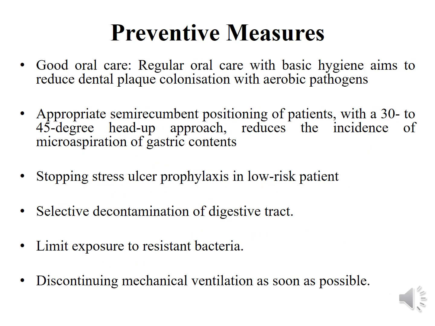Preventive measures. Good oral care. Regular oral care with basic hygiene aims to reduce dental plaque colonization with aerobic pathogens. Appropriate semi-recumbent positioning of patients, with a 30 to 45 degree head-up approach, reduces the incidence of microaspiration of gastric contents. Stopping stress ulcer prophylaxis in low-risk patients.